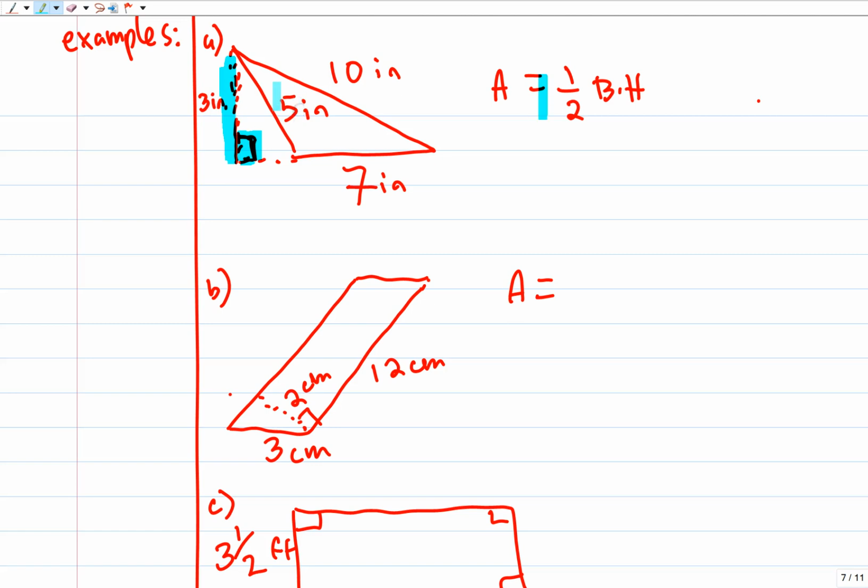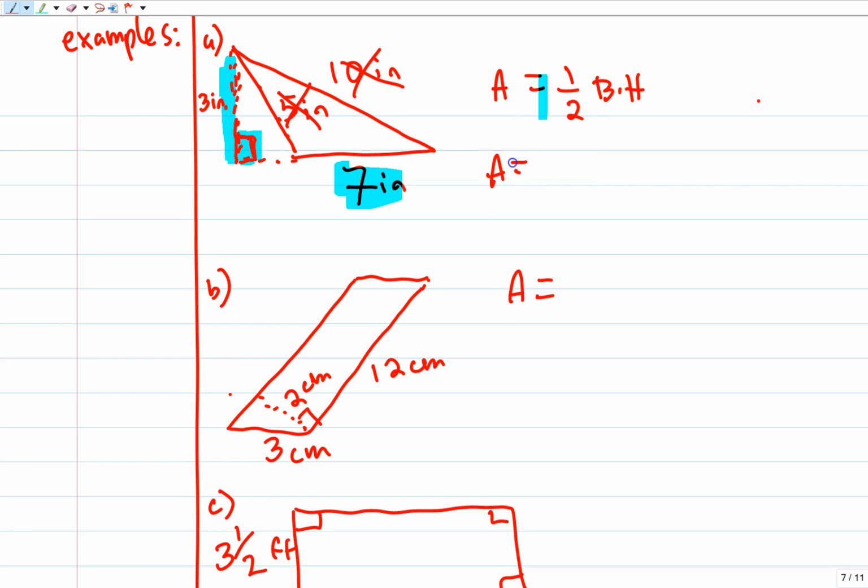Right? This 5 right here is at a slant. We are not using that. This 10 is at a slant. We're not using that. I need the flat base, which this time is the 7. The 7 is the base, the 3 is the height.